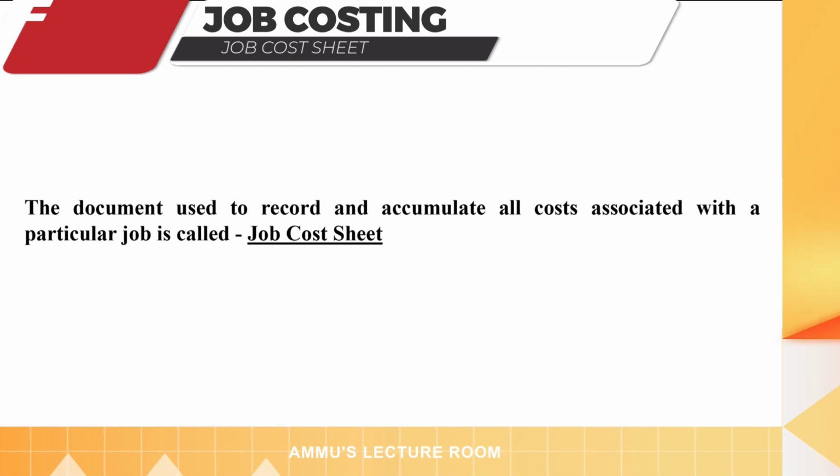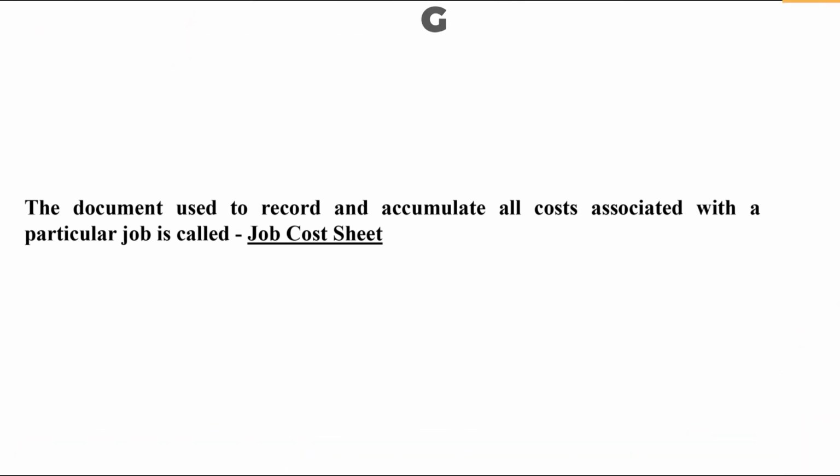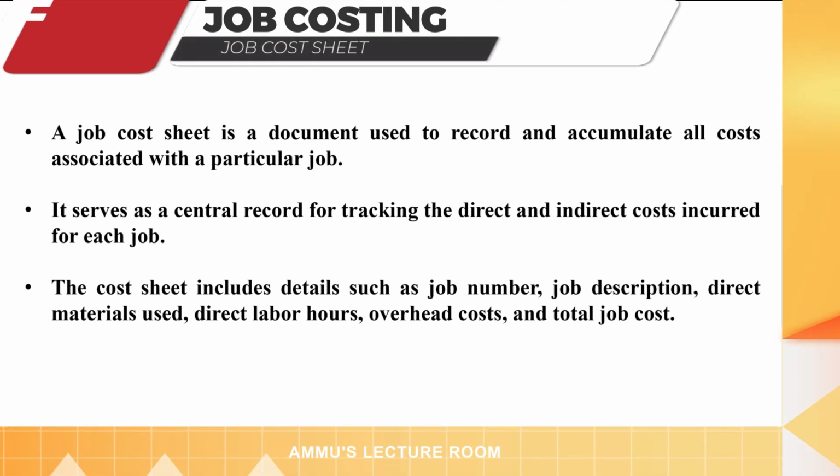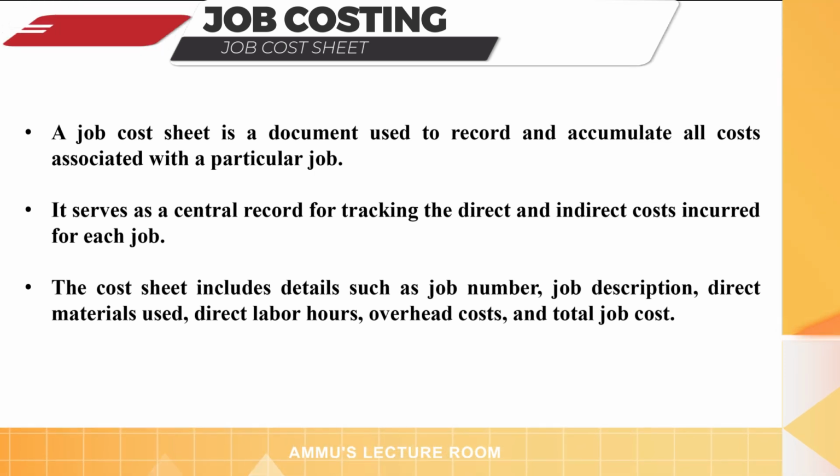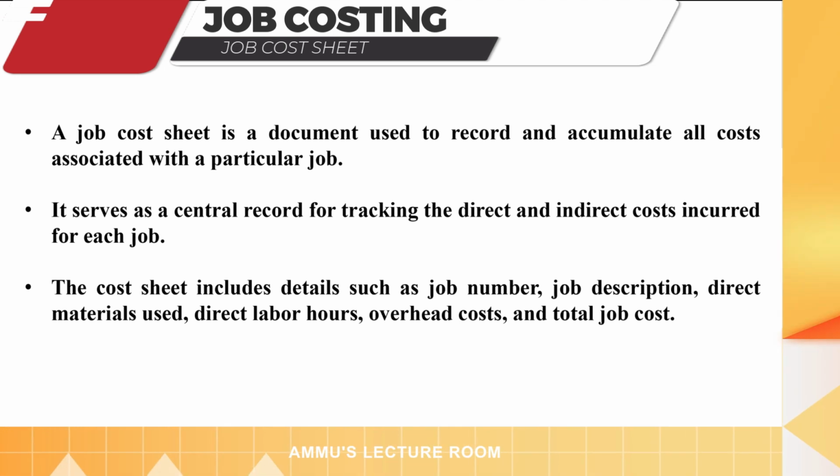In job costing, the document which is used to record and accumulate all costs associated with a particular job is called job cost sheet. A job cost sheet is a document used to record and accumulate all costs associated with a particular job. It serves as a central record for tracking the direct and indirect costs incurred for each job.